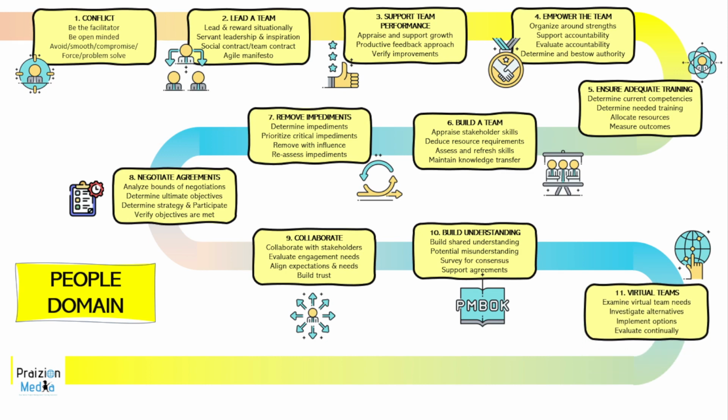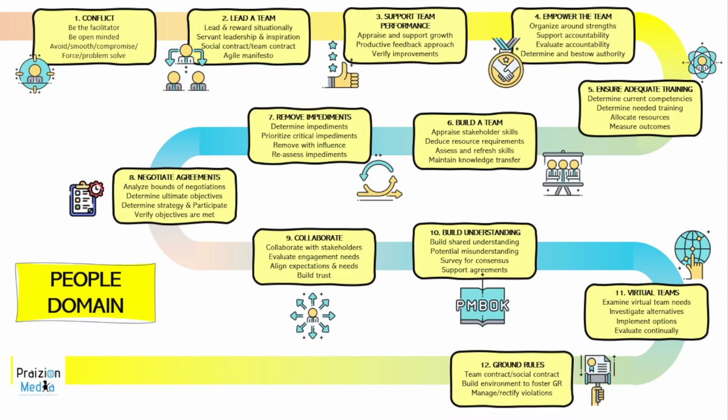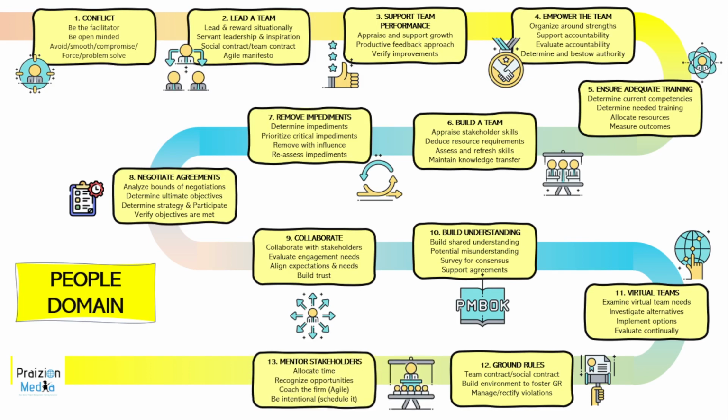Number 11, virtual teams. We talked about examining virtual team needs. We talked about evaluating these continually and making sure we can function as a virtual team. Number 12, ground rules. Talked about team contracts already, social contracts. Well, this is where we really hone in on the ground rules and we ensure that there's an environment that upholds fostering those ground rules. Mentoring stakeholders. Number 13, allocate time for mentoring stakeholders. Recognize the opportunities and be intentional. In other words, schedule it.